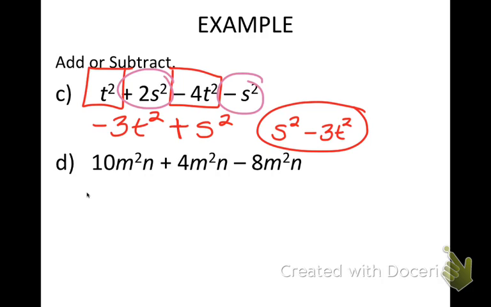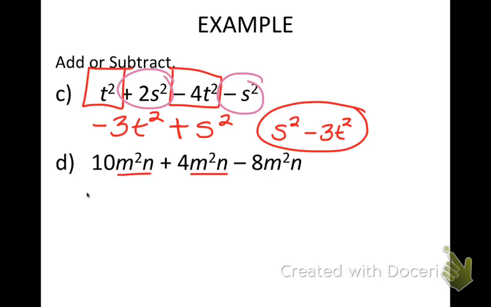All right, get D written down. 10m squared n plus 4m squared n minus 8m squared n. 6m squared n. You're correct. That's all. Good. You guys get that?